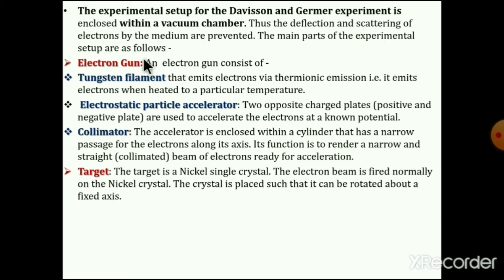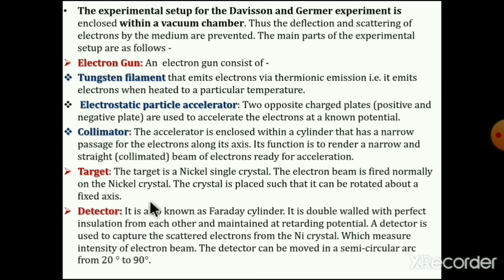The electron beam is fired normally onto this nickel crystal. The crystal is placed such that it can be rotated about a fixed axis. Here is the electron detector, also known as the Faraday cylinder. It is double walled with perfect insulation and maintained at a retarding potential. The detector is used to capture the scattered electrons from the nickel crystal, and measures the intensity of the electron beam. The detector can be moved in a semi-circular arc with varied angle between 20 degrees and 90 degrees.